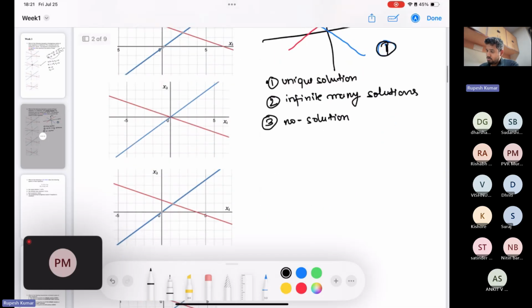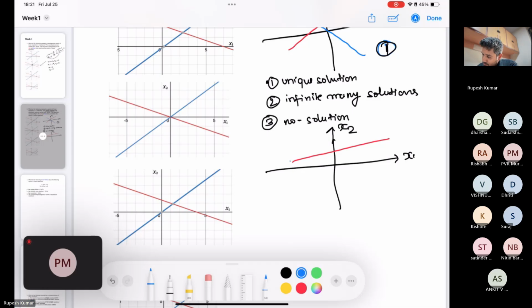Fine. So let's look at the second situation where you might have infinitely many solutions. In these situations, you will find that these two lines are overlapping, right? So this kind of situation will arise when there are infinitely many solutions. So any pair of x1 and x2 will satisfy the condition that these points lie on both the lines, right?